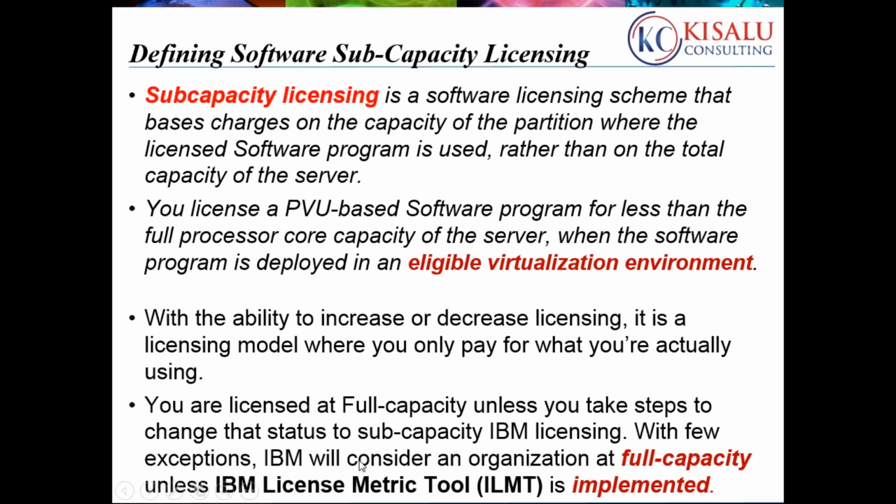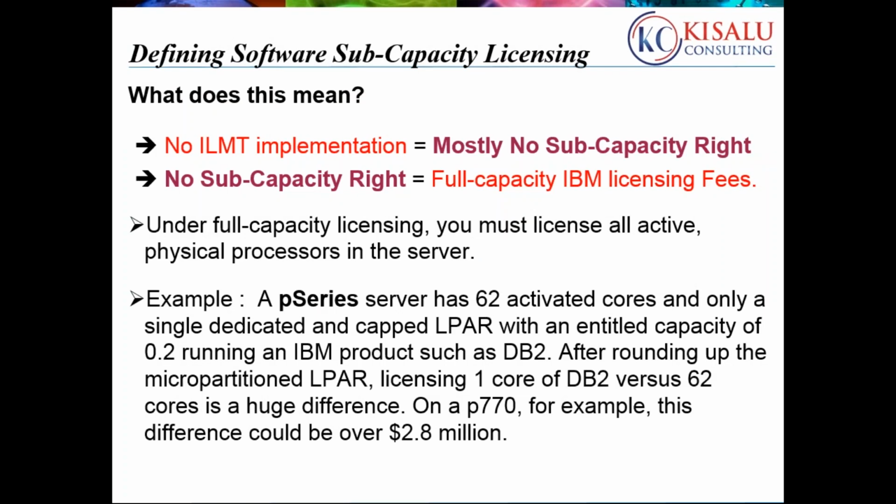So the consequence is that you are licensed at full capacity unless you take the steps which are relevant so that you can be recognized for that particular software as licensed at subcapacity. There are a few exceptions, like we've seen yesterday in the previous presentations. Then IBM will consider that you are at full capacity unless you have ILMT and it is implemented, as we've seen yesterday. What does it mean in that situation?